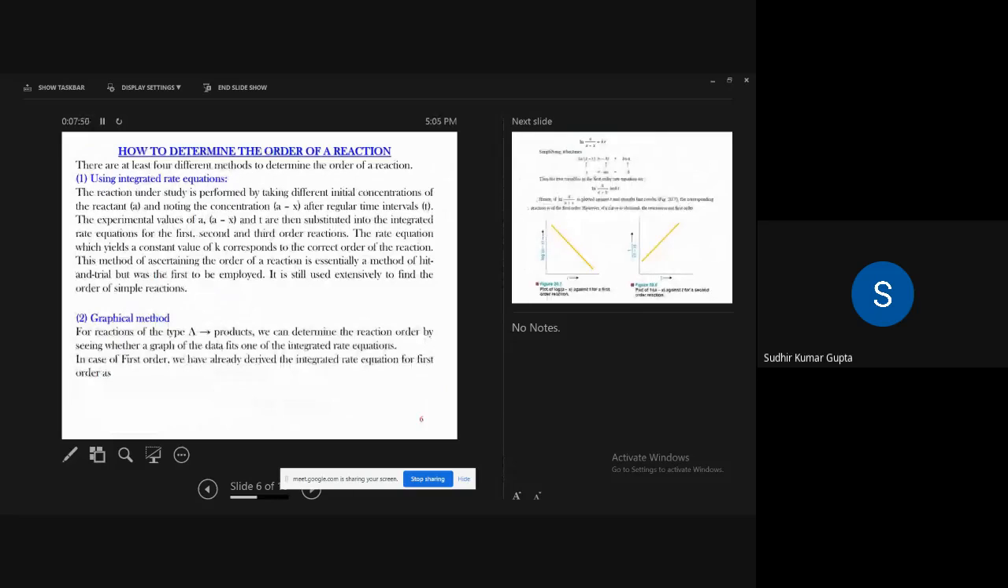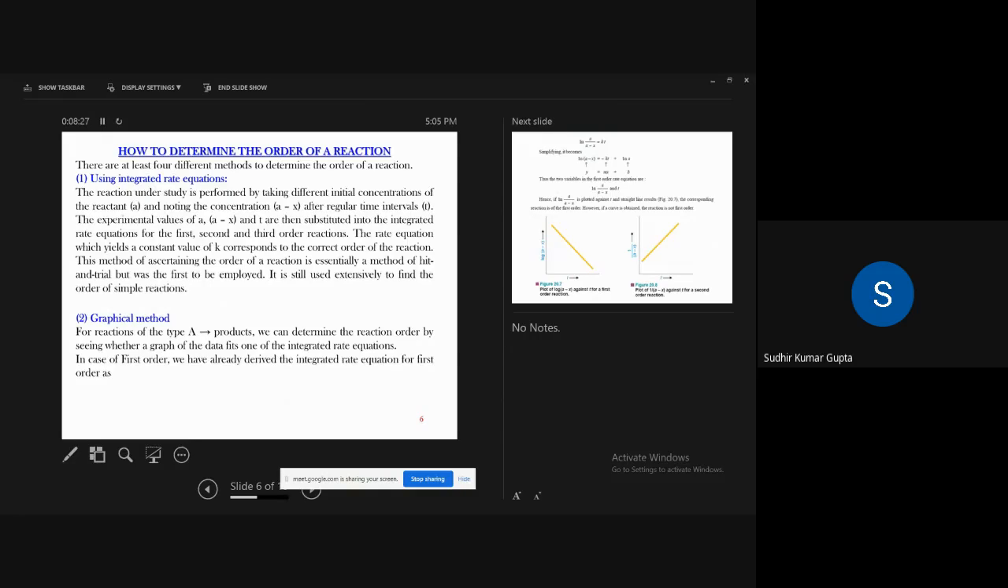Due to different equations, we are having different dependence and that will be reflected in the graph. So we can get to know how the concentration of reactant is varied. This can give you two methods for the determination of order. First, because of the dependence, we can know which equation it is following. So we can use the integrated rate equation directly to determine the order.